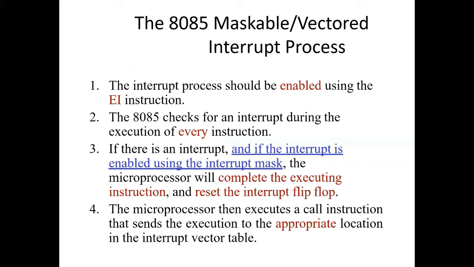8085 maskable vectored interrupt process. The interrupt process should be enabled using the EI instruction. The 8085 checks for an interrupt during the execution of every instruction. If there is an interrupt and if the interrupt is enabled using the interrupt mask, the microprocessor will complete the executing instruction and reset the interrupt flip-flop. The microprocessor then executes a call instruction that sends the execution to the appropriate location in the interrupt vector table.